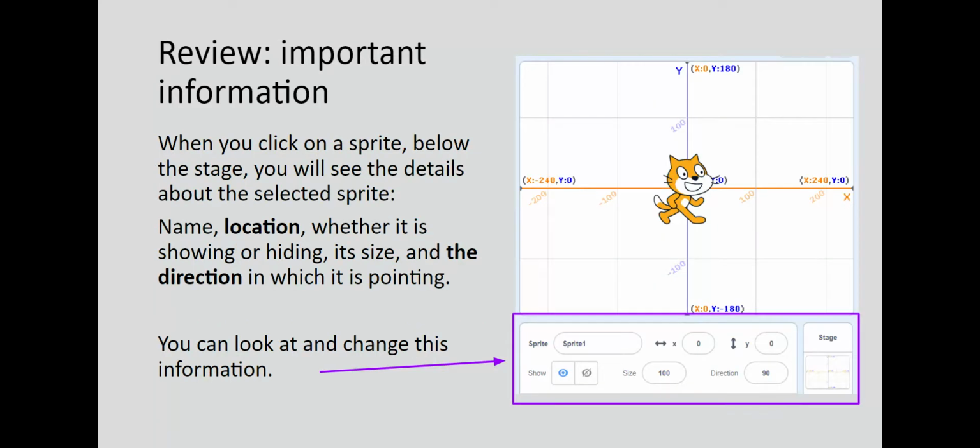So first, let's review the information about the sprite that you can get just by clicking on your sprite. Down below the stage, it will tell you the name of your sprite. It will tell you the location, the X and Y coordinates. It will tell you whether your sprite is showing or hiding, the size of your sprite, and the direction in which it is pointing. So all of this can be looked at and can also be changed right in the information box.